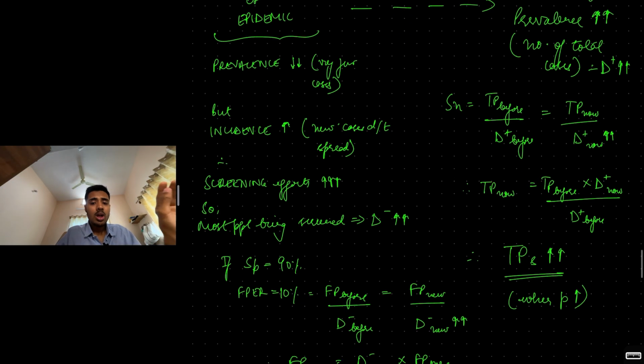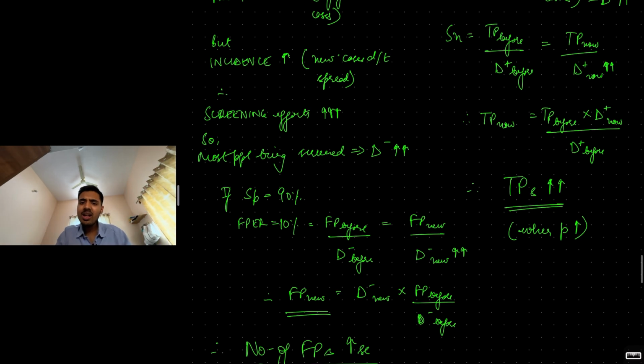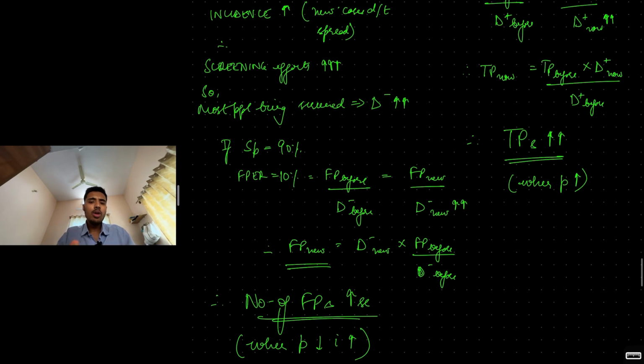But because incidence is increasing and it is an epidemic, you are doing extensive screening efforts. You're screening everyone. So when you're screening everyone, but the prevalence is low, very few cases, most people being screened are healthy, disease negative. So you have a lot of disease negative people now. Before, you had a specificity of 90%. If specificity is 90%, I told you false positive error rate is 1 minus specificity. Basically 100% minus specificity in percent. So if specificity is 90%, false positive error rate is 10%. Okay, and it is constant for a given test.